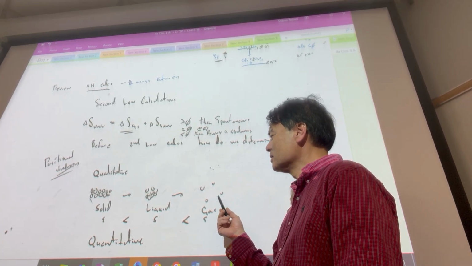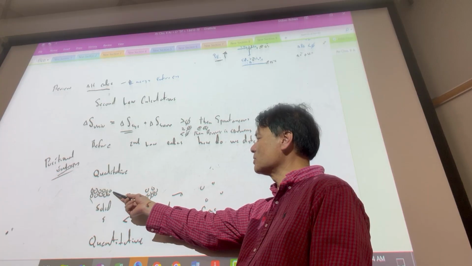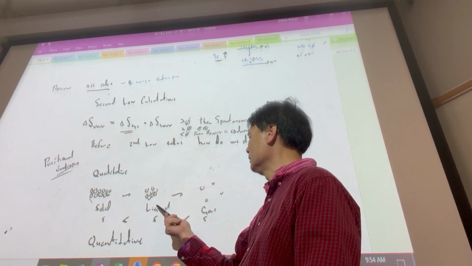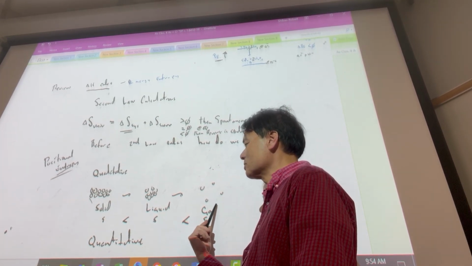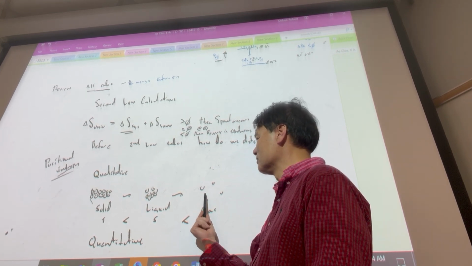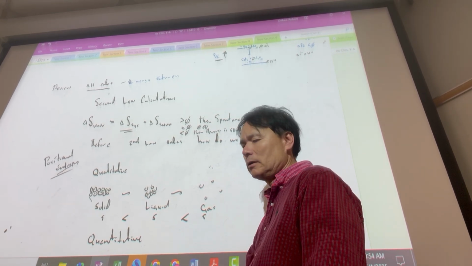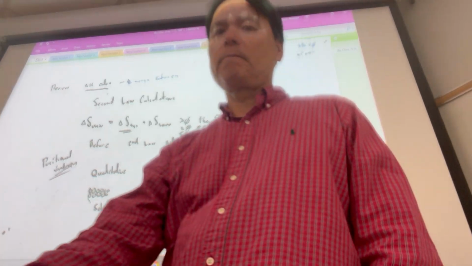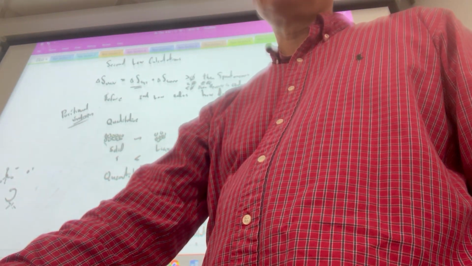Another way of thinking about this is constraint. A solid is much more constrained than a liquid, and a gas is the least constrained. The gas has the most degrees of freedom. That's positional entropy.